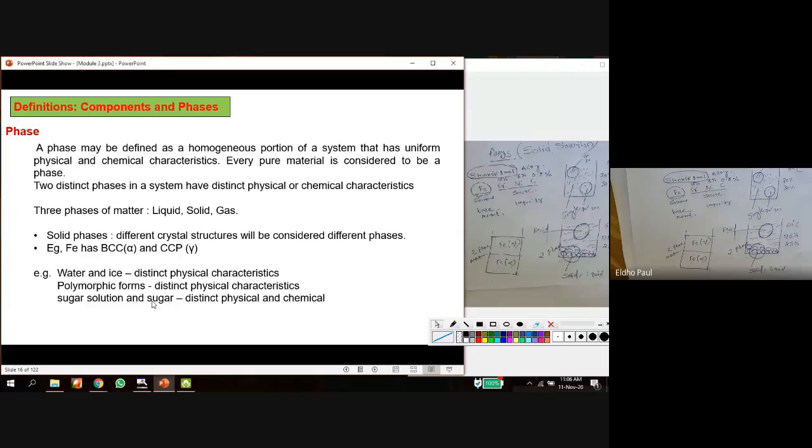Sugar solution and sugar are both distinct physical and chemical phases. Here the physical phase is different: one is liquid, one is solid. The chemical phase is also different. Here we have one concentration, and in this region another concentration. So both the chemical and physical characteristics are different for these two regions. So these are two phases. So single phase and multi-phase, understood? Any doubt about single phase and multi-phase?